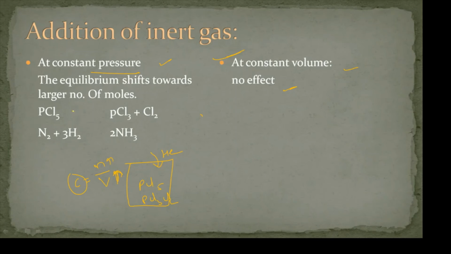So in the case of the first one, the reaction shifts in forward direction. Simply we can write like this: the equilibrium shifts towards the larger number of moles. Why? Because volume increases. Got it? In the case of ammonia, that is reverse. See here, N2 plus 3H2 gives 2NH3. In this case, number of moles increases in backward direction. So the reaction shifts in back.